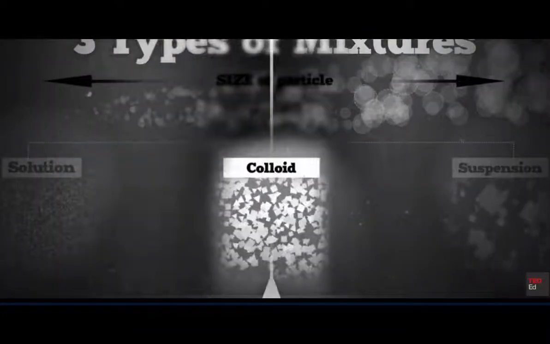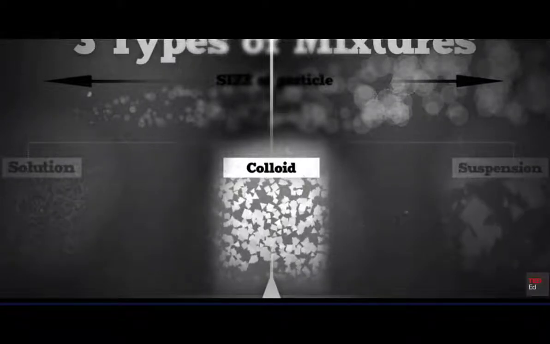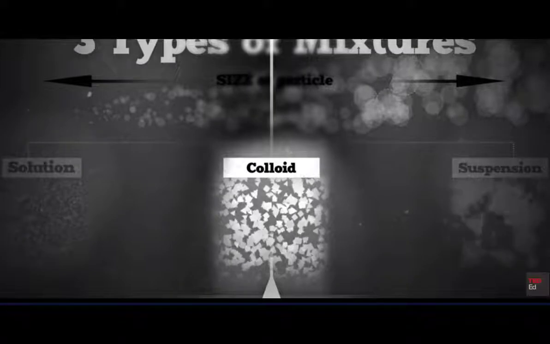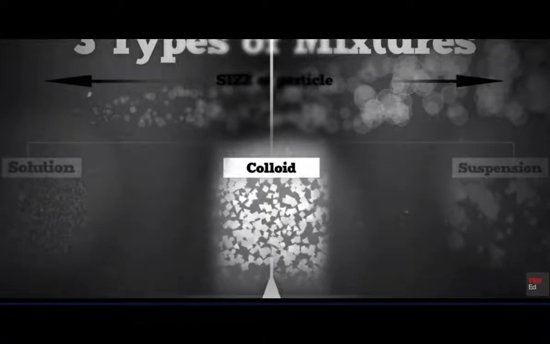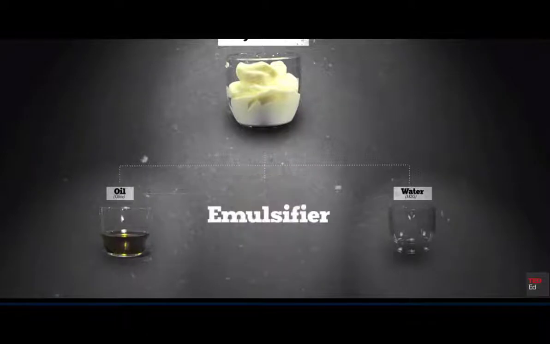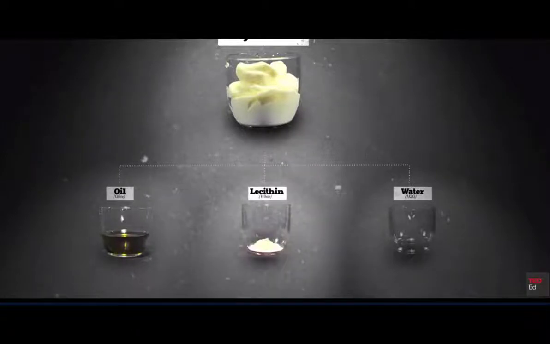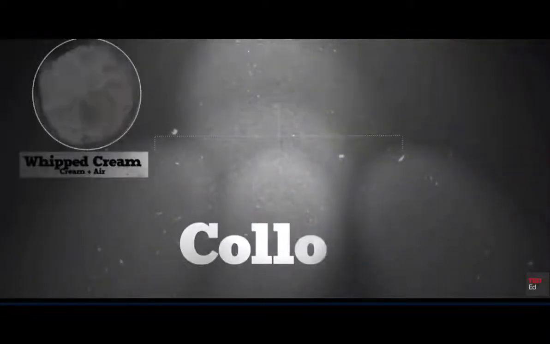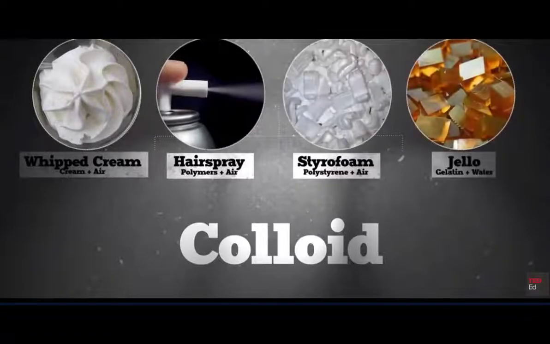The last type of mixture is called a colloid, which is somewhere between a suspension and a solution. It's when you take two materials that don't dissolve and you make the particles so small that they can't separate. Mayo is what happens when you take oil and water, which don't mix, and you bind them together, usually with the help of another substance called an emulsifier. In the case of mayo, it's lecithin found in eggs. And now you're left with really small globs of oil hanging out with really small droplets of water. Whipped cream, hairspray, styrofoam, and Jell-O are all other examples of colloids.